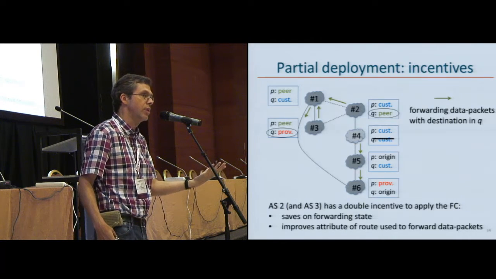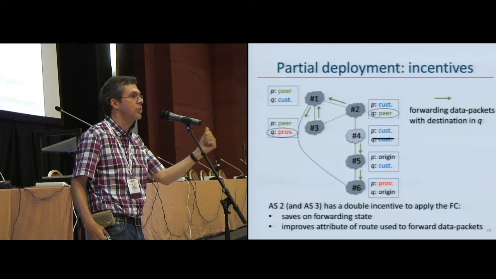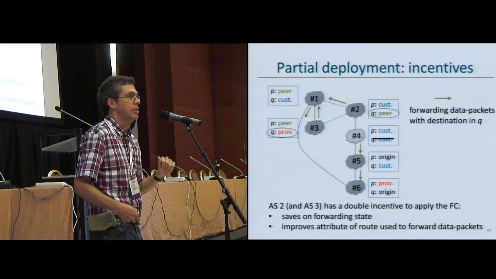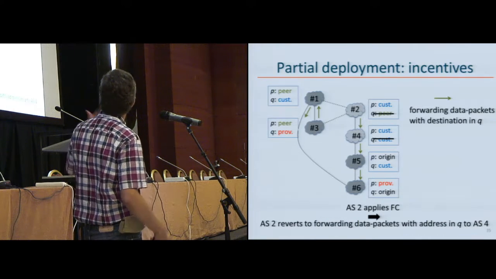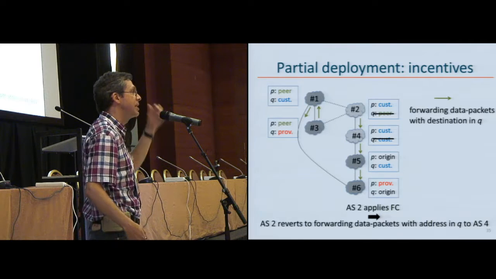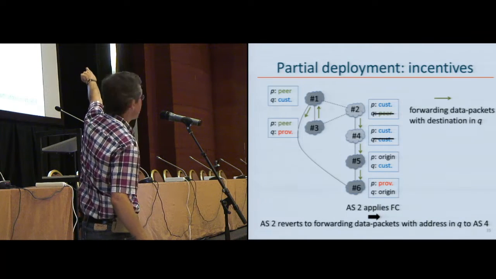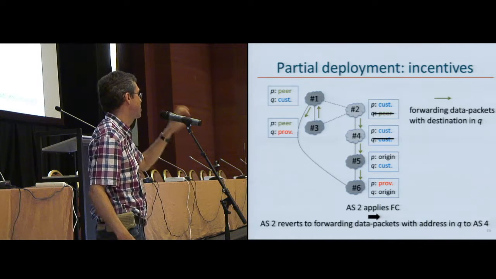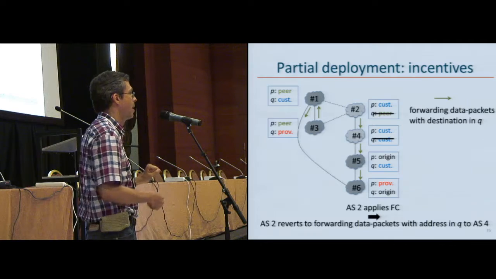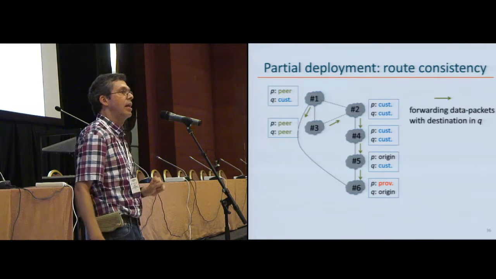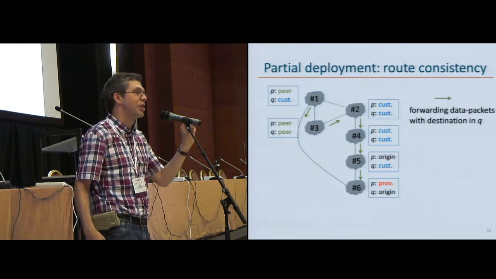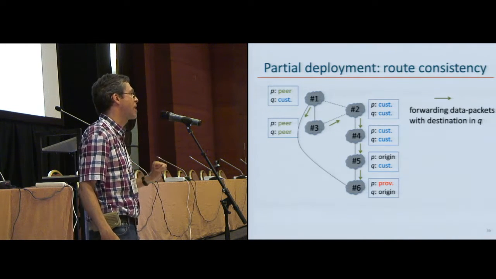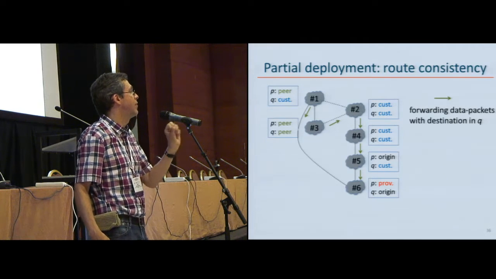On filtering, it saves on forwarding state and reverts to sending the data packets with destination in Q to its customer AS4 along the P route. So the green arrow representing the flow of data packets goes downwards again at AS2 after AS2 filters as well. The point was, filtering by one AS incentivizes other ASs to filter as well. Let's go back to the initial state and show you that there is an ordering for adoption of Dragon that is route consistent at all intermediate stages. And in the specific case of the Gao-Rexford routing policies, this ordering is the following.